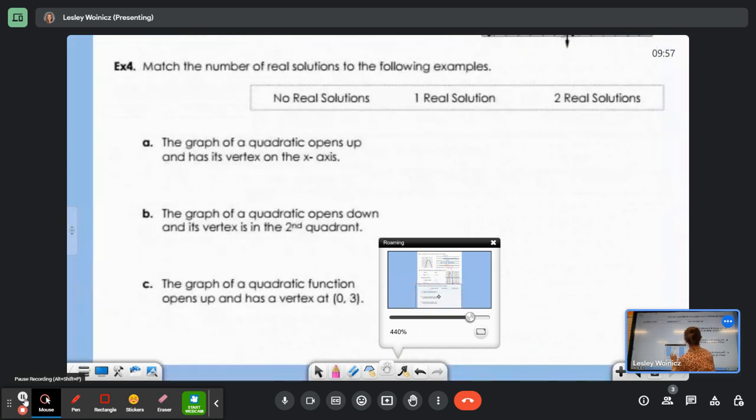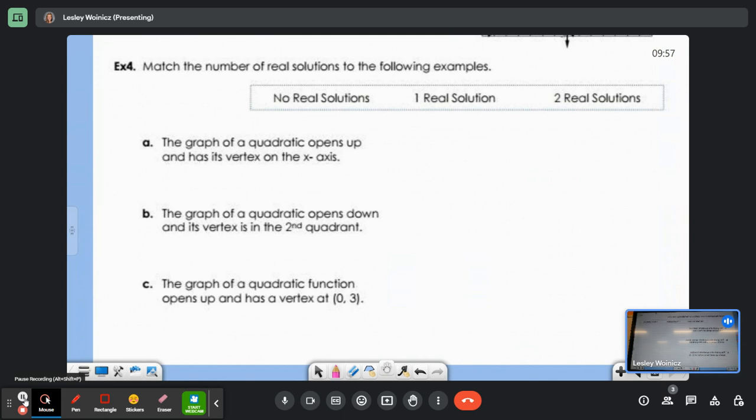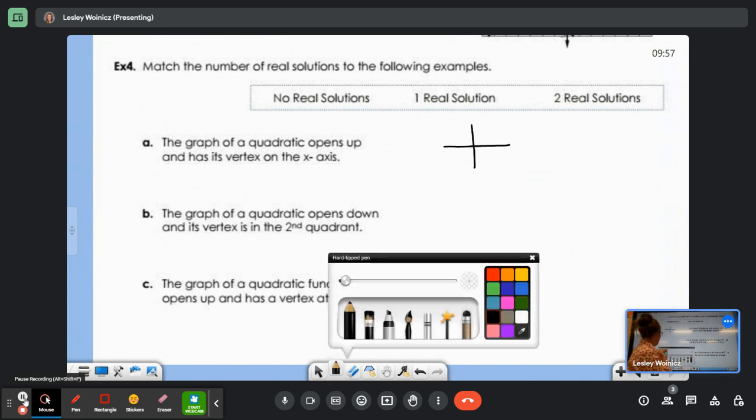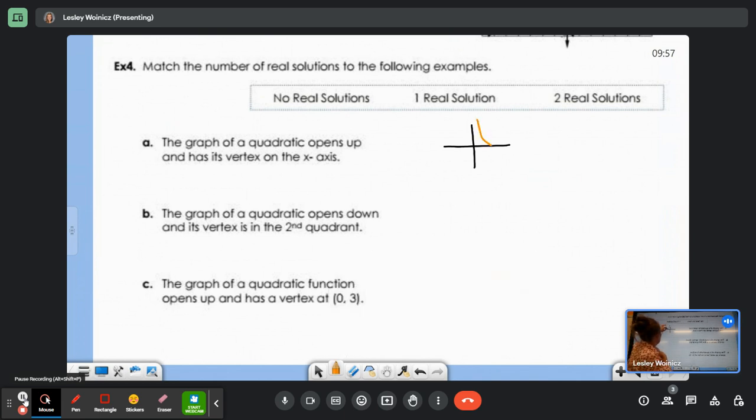For number 4, our options are no real solutions, 1 real solution, or 2 real solutions. We're going to draw pictures of the descriptions and then pick the answers. So we have a graph of a quadratic that opens up and it has its vertex on the x-axis. So vertex on the x-axis and it opens up. I see one real solution because it hits the x-axis one time. Okay, next one.